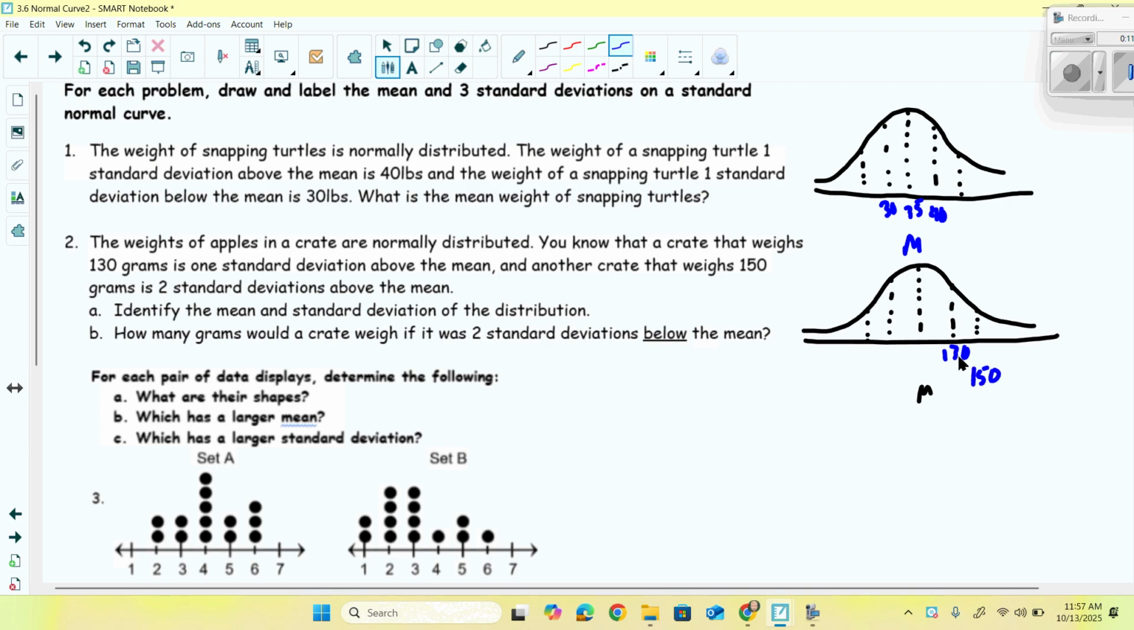If you look there, it looks like it's 20 units, 20 pounds between each standard deviation. If I keep going to the right, I'd be adding 20. To go to the left or make it smaller, I would subtract 20.